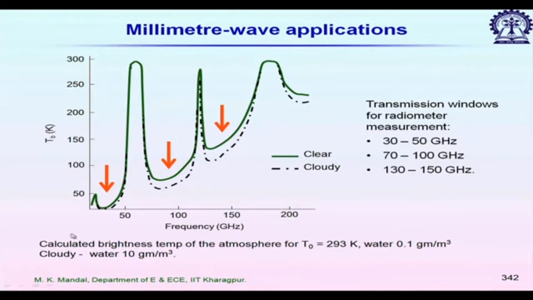This curve shows the calculated brightness temperature of the atmosphere for T naught equal to 293 Kelvin, when the water content in the atmosphere is 0.1 gram per meter cube. One curve is for clear condition and the second, black dotted curve is for cloudy condition, where cloud is defined as 10 gram per cubic meter. You see the effective brightness temperature is quite high at 60 gigahertz due to oxygen resonance, and on the left hand side we have a small attenuation band due to 22 gigahertz. Similarly again at 118 and 183. In between, some windows are available where we can use this radiometer for imaging purpose, or passive imaging. These windows are the 30 to 50 gigahertz band, 70 to 100 gigahertz band, and 130 to 150 gigahertz band.